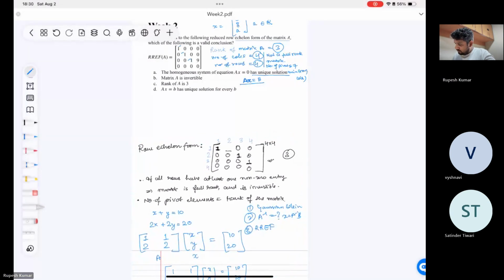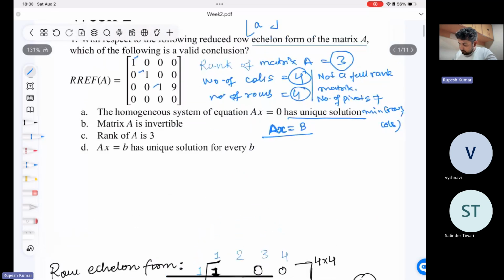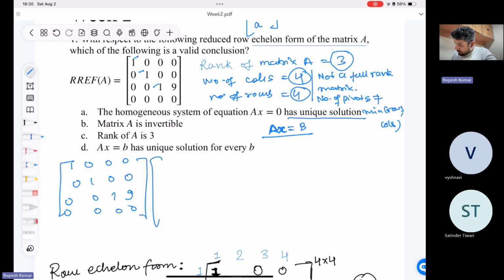Right. So let's try to do this matrix vector product. The matrix has rows 1 0 0 0, 0 1 0 0, 0 0 1 9, and 0 0 0 0, and let's multiply it with the vector 0 0 0 a. When you do this matrix vector product, what will you get?